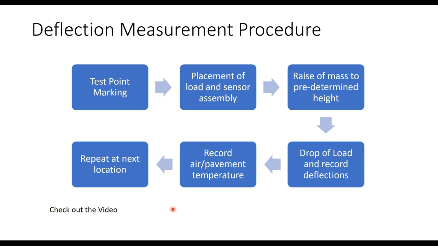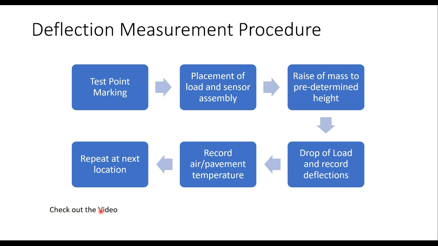So the procedure is like this: you mark the test point, place the load and sensor assembly on the test point, raise the mass to a predetermined height so that you get a load of 40 kilonewton on the plate, drop the load and record the deflections, and record air temperature and pavement temperature, and then go to the next location.